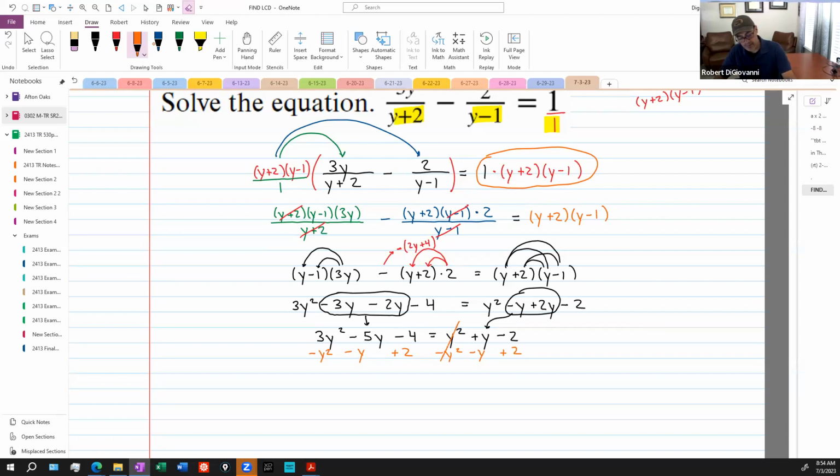If I do that, the whole right side goes away and becomes 0. The left side, we just do subtraction. 3y squared minus y squared is 2y squared. 5y minus y is 6y. And then negative 4 plus 2 is negative 2.